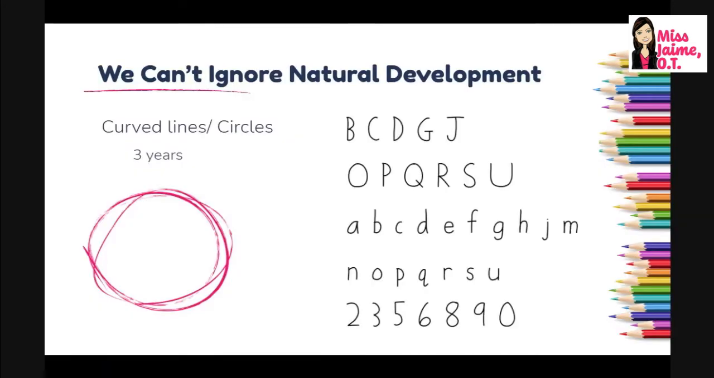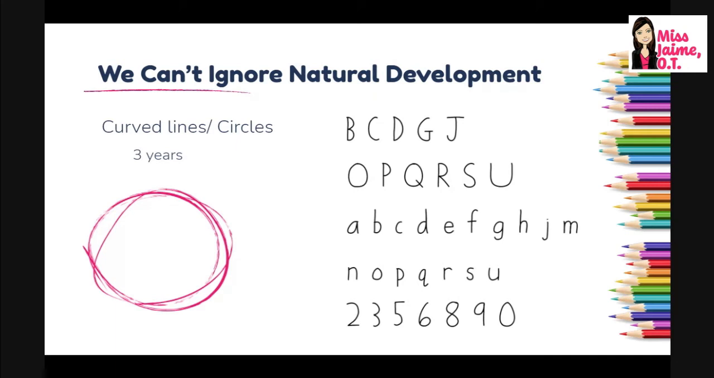Around the age of 3, our kiddos are now being able to make curved lines and circular scribbles. Just scribbles, guys. They shouldn't be able to write letters at this time, so it's really not a good idea to ask kids to write their names. Look at all the letters that have curved lines in them. Wow, it's a lot. It's basically most of the letters. But again, the only one that's just a circle is O. Everything else has more complicated movements in it.